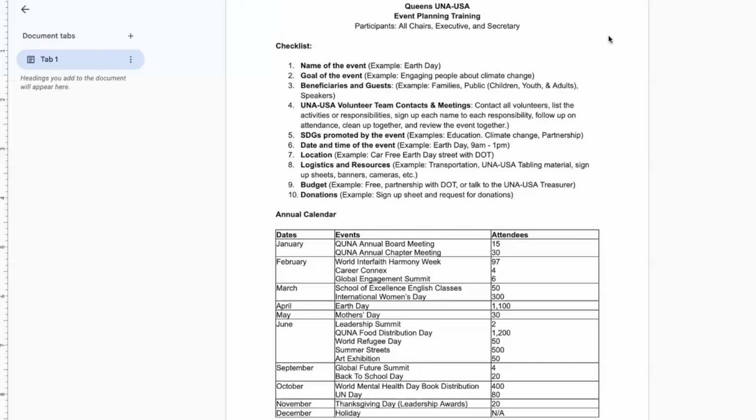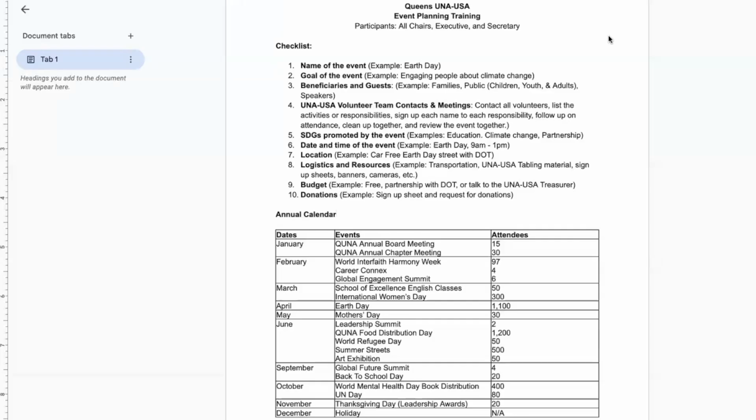And then number eight is the logistics and resources. So transportation and materials, how you're going to get the materials. Most of them will be, I believe, in the 165th Street location, but if they're not there, ask the members and the volunteers in UNA USA if someone has a table or if they have the materials, and if not, how we can get them, if we need to order them, etc.